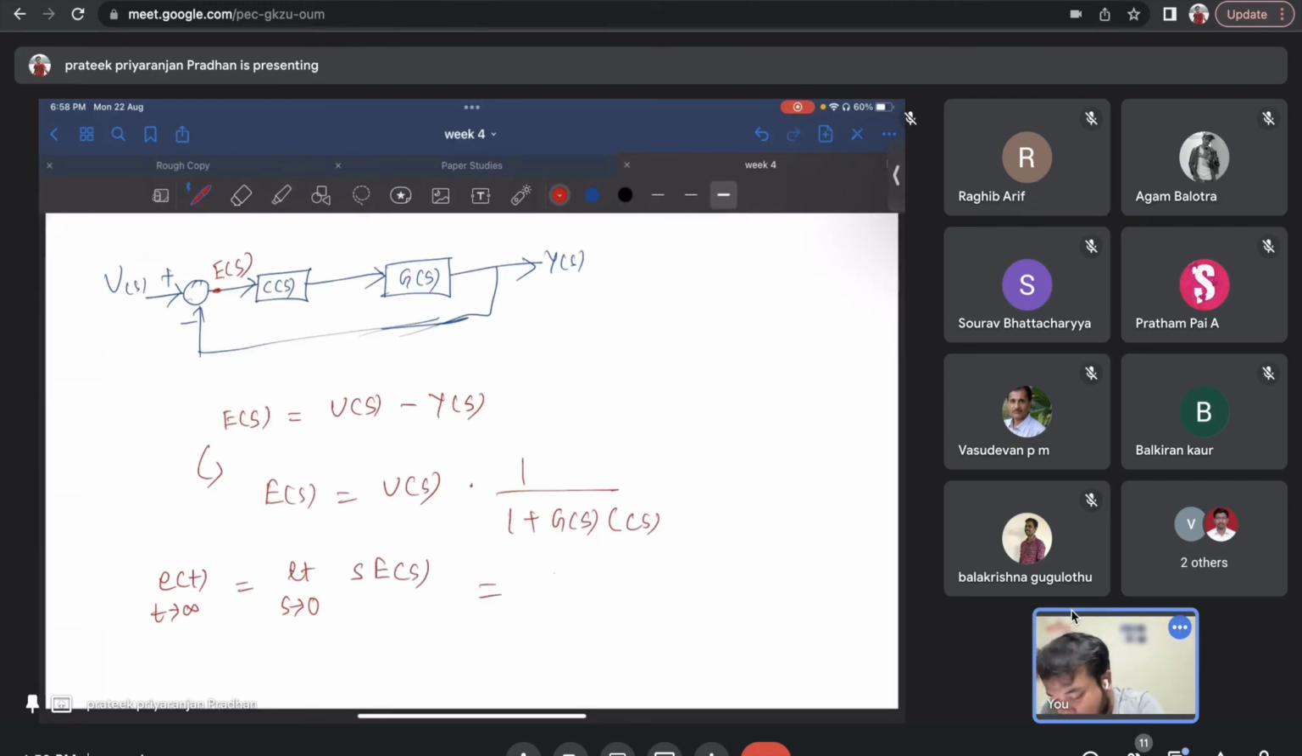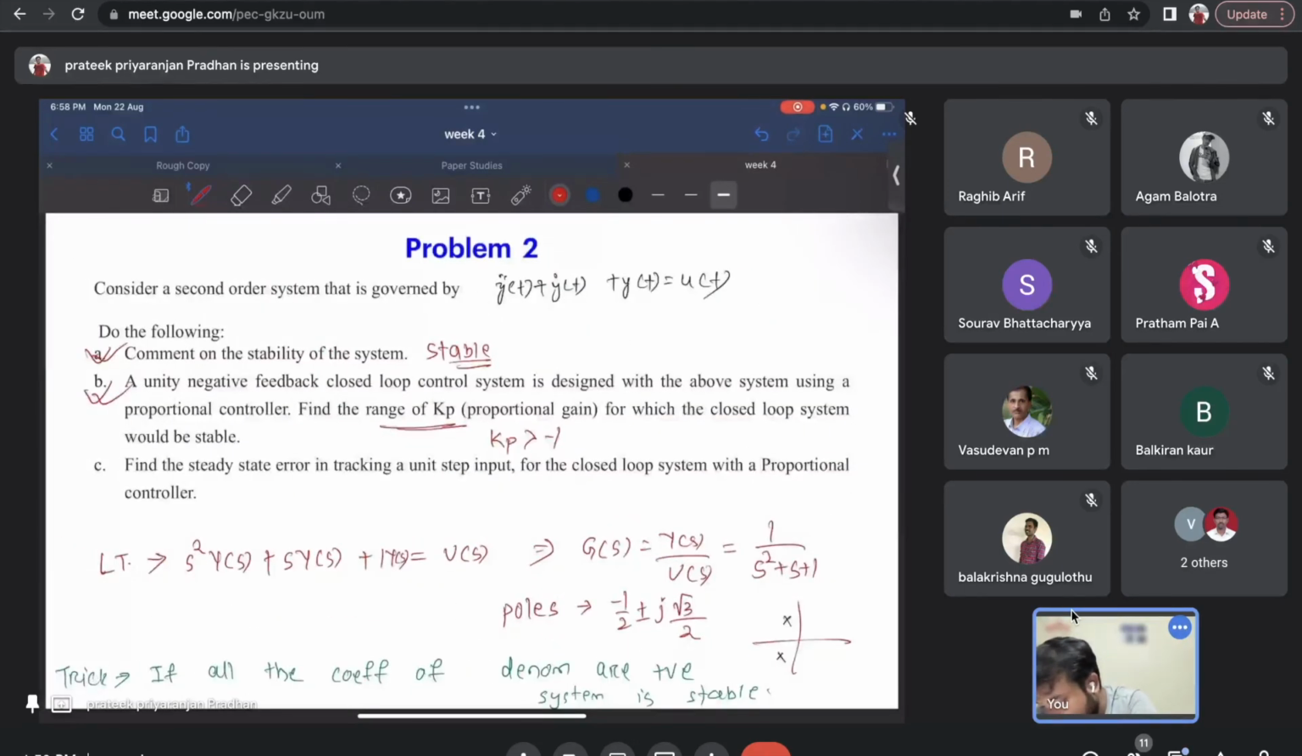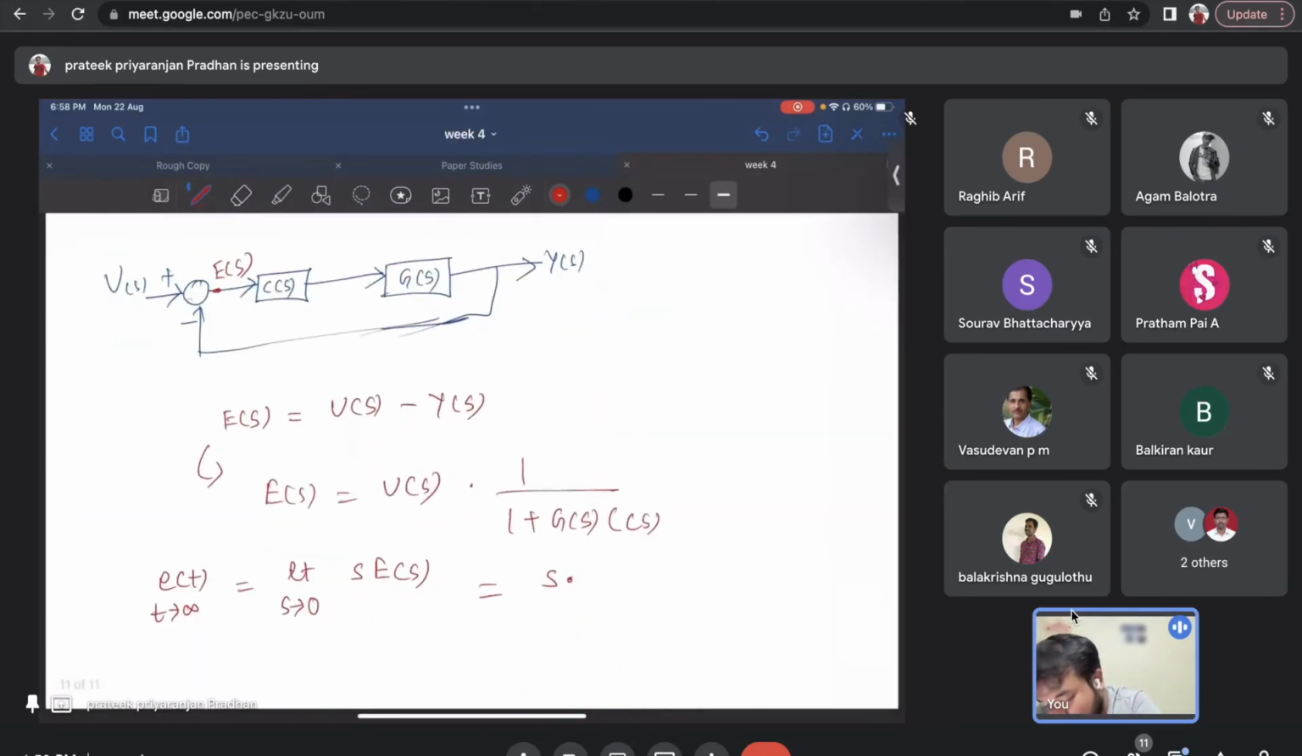So what will I write s into, what is my u? In the question it's given as a unit step input. So for the unit step input, U(s) is 1 by s, into my 1 by (1 plus Kp divided by s square plus s plus 1). So can I get the answer? If I put s equal to 0, I'll get 1 by (1 plus Kp).